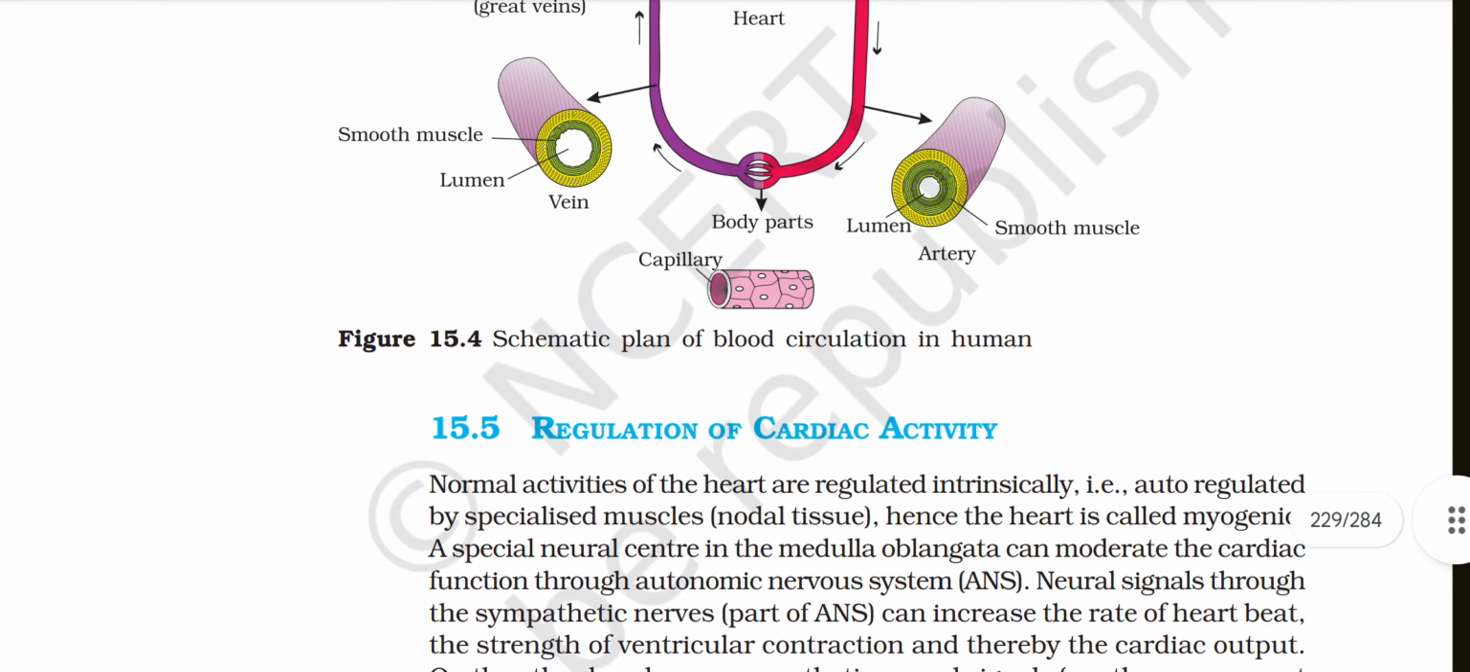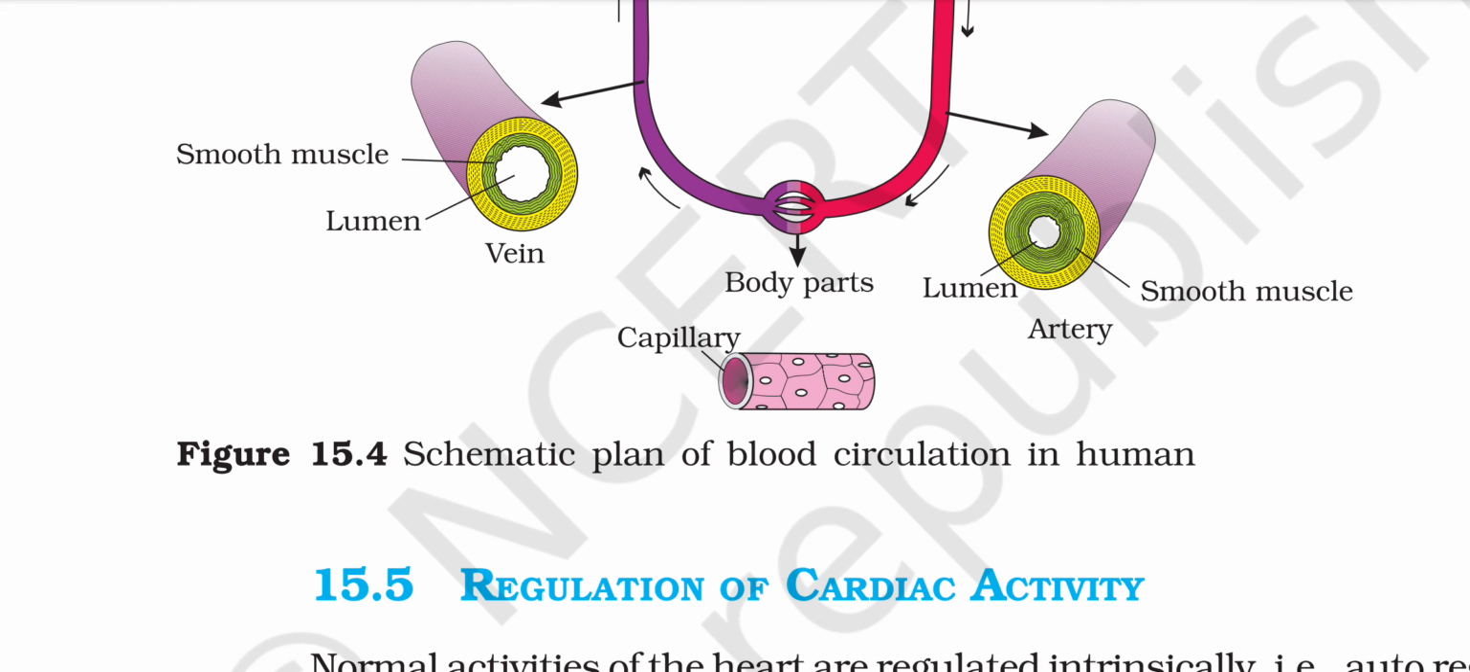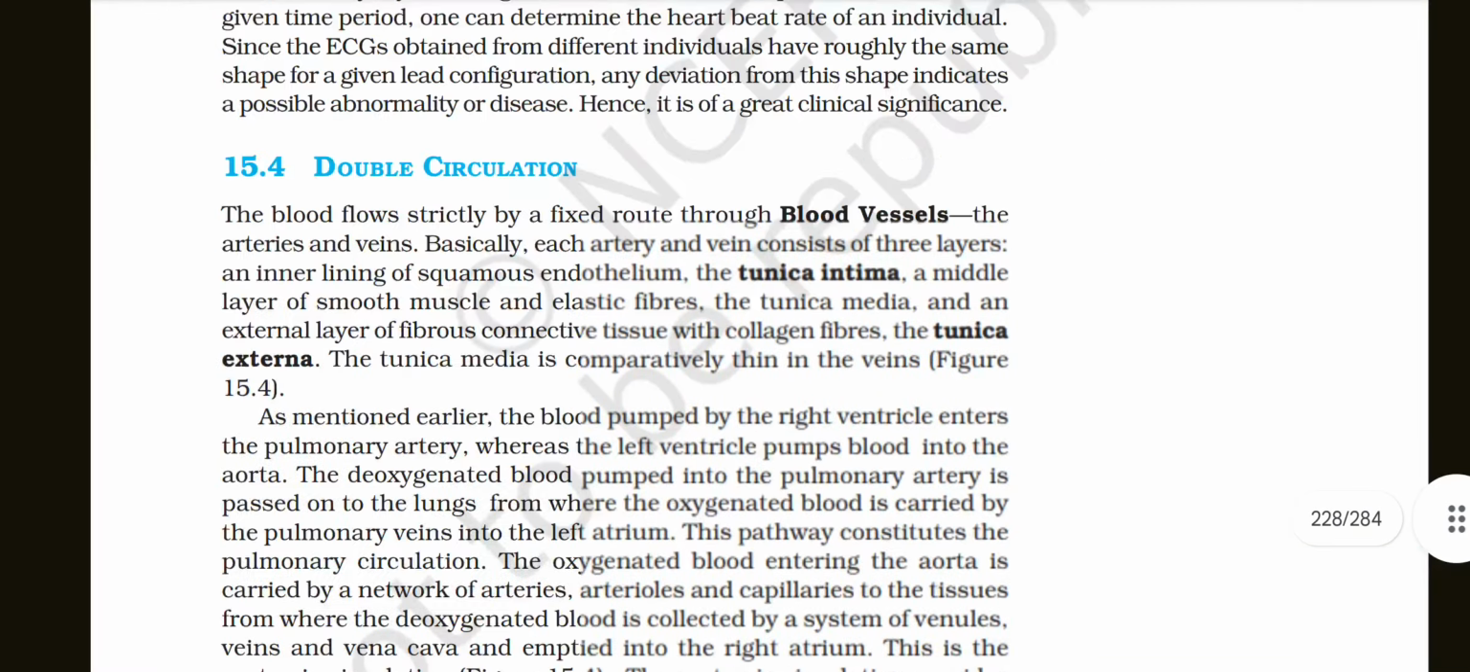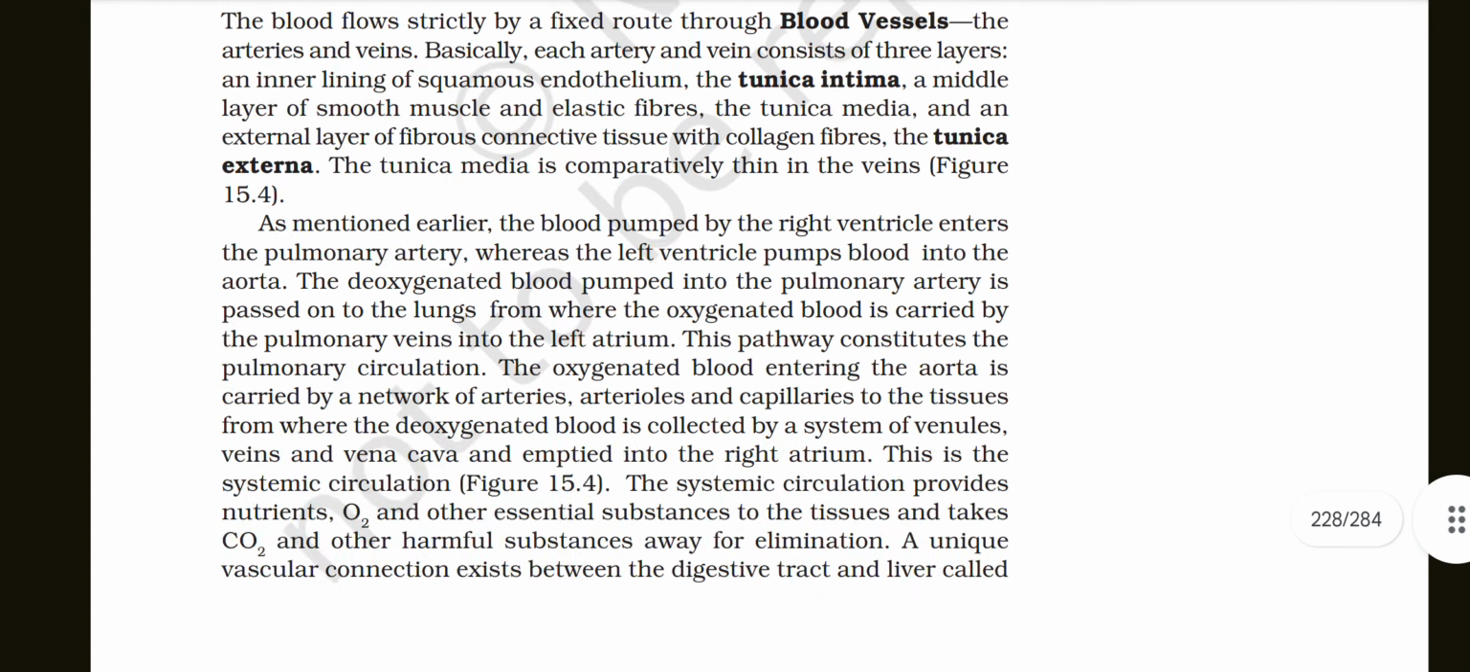So here we can see the tunica media of veins is thinner than the tunica media of the artery. Smooth muscles represent the tunica media. The yellow part is the tunica externa, the green part is the tunica media, and the inner part is the tunica intima, that is the endothelium. Squamous endothelium, right?